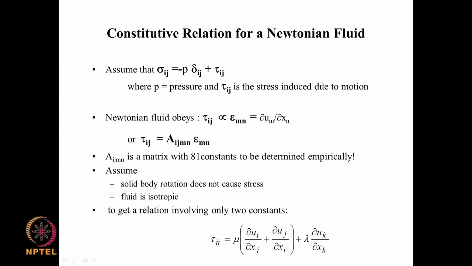Okay. So, that stress which is produced by relative motion is the tau, and that stress which is existing even when there is no relative motion is the pressure. So, we decompose into these two things, and we bring in an expression for this tau ij, and we say that this is proportional to the velocity gradients.